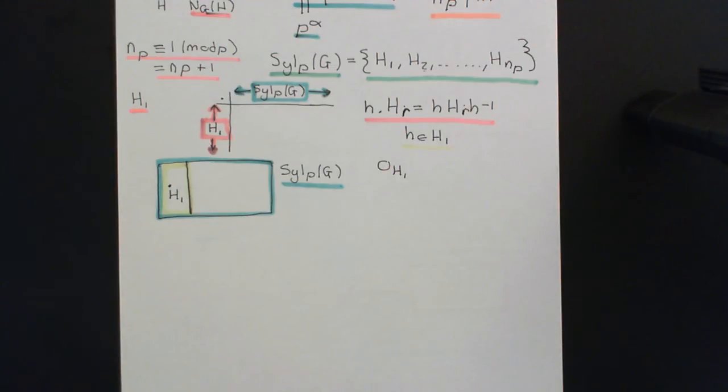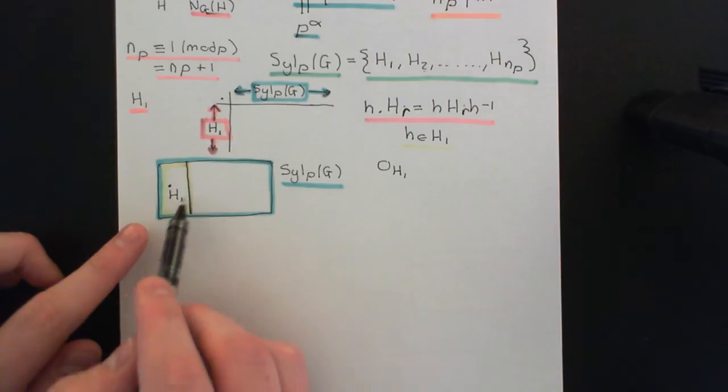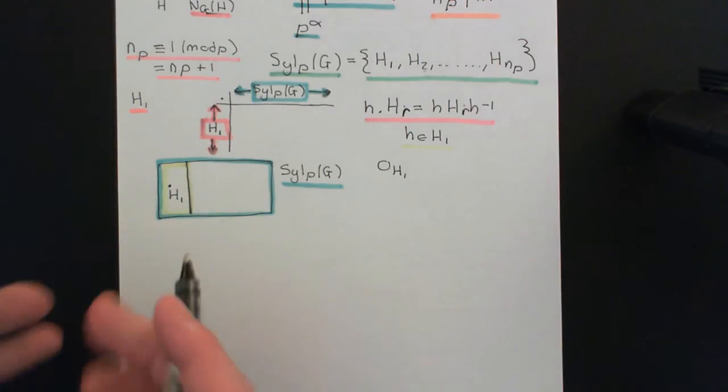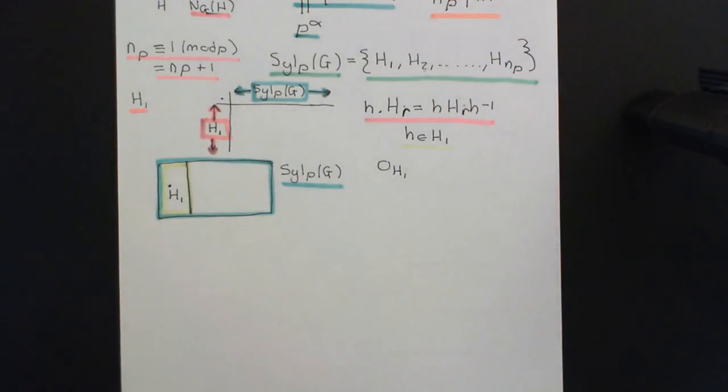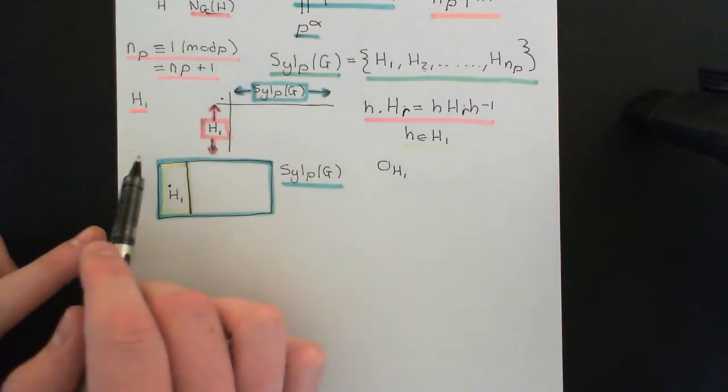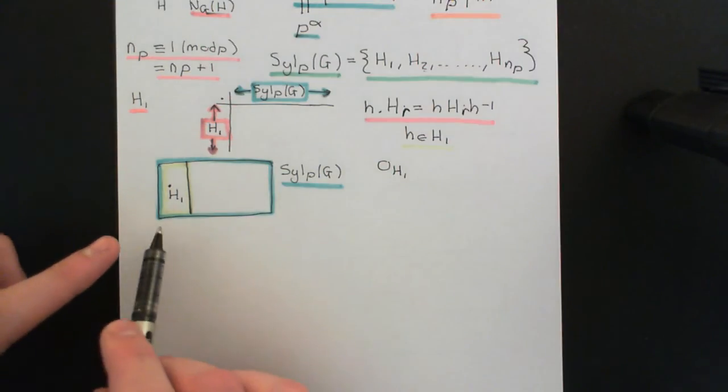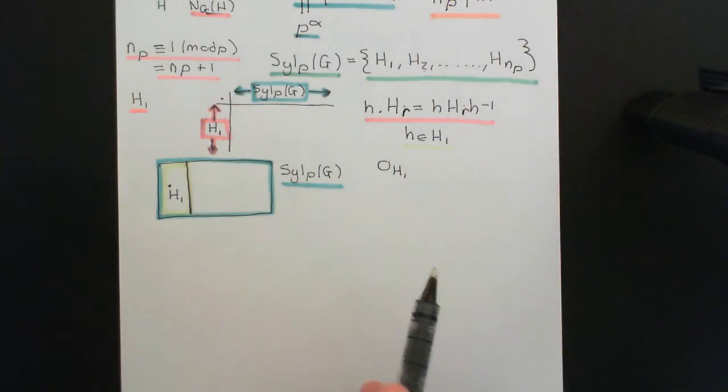So instantly I can say then that this group action is not transitive because look, here is this Sylow P subgroup on its own. And unless, of course, the set of all Sylow P subgroups only contains H1, then it won't be transitive.